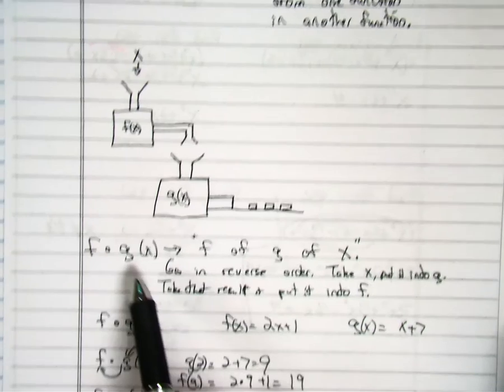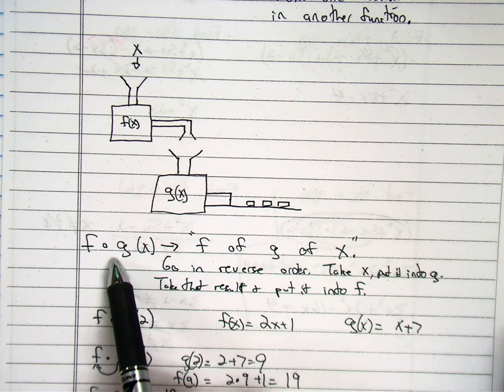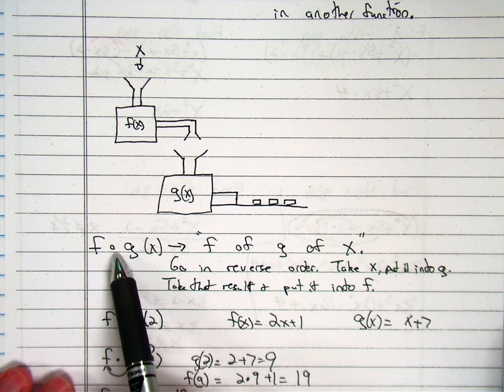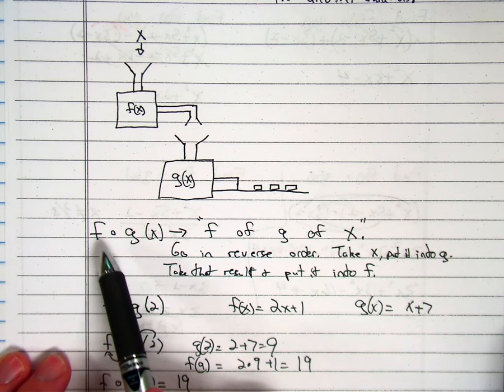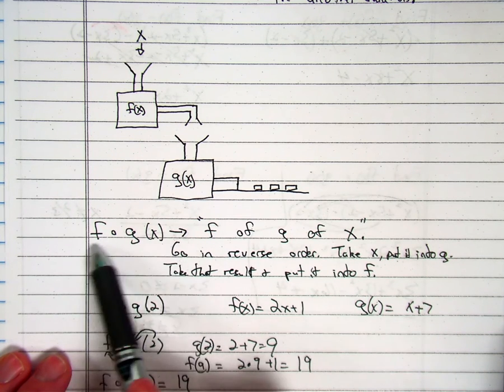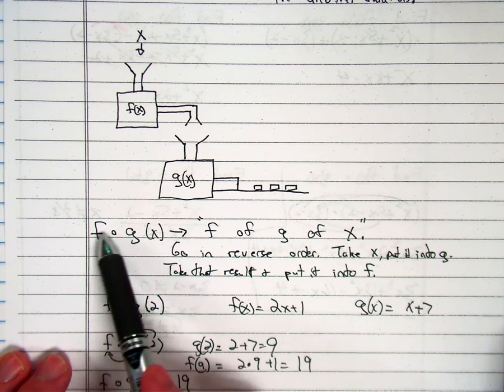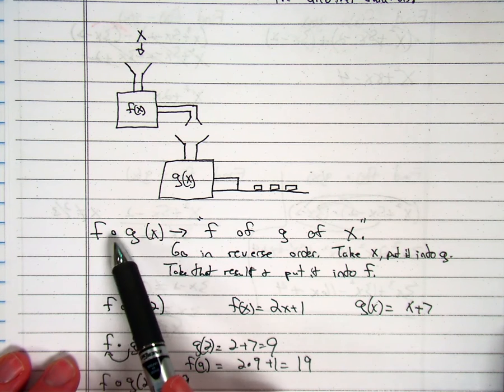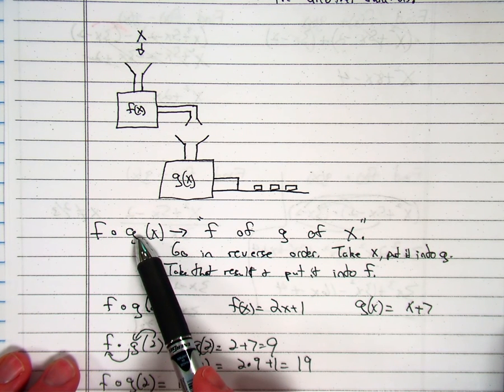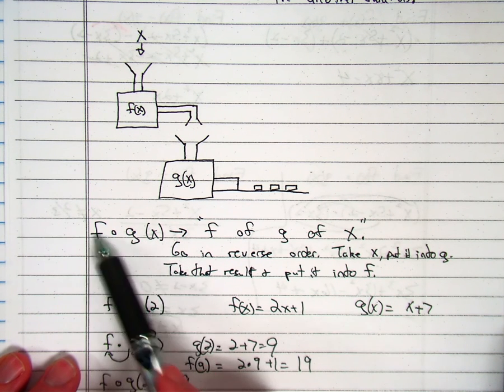Okay, it looks like a dot. It's not a times dot. It's not an O. It's more like the size of a degree sign, just floating there in the middle. And we say f of g of x. Read it left to right, do it right to left. So if it says f of g of x, I'm putting whatever this is into the g equation, taking that answer and putting that into the f equation.